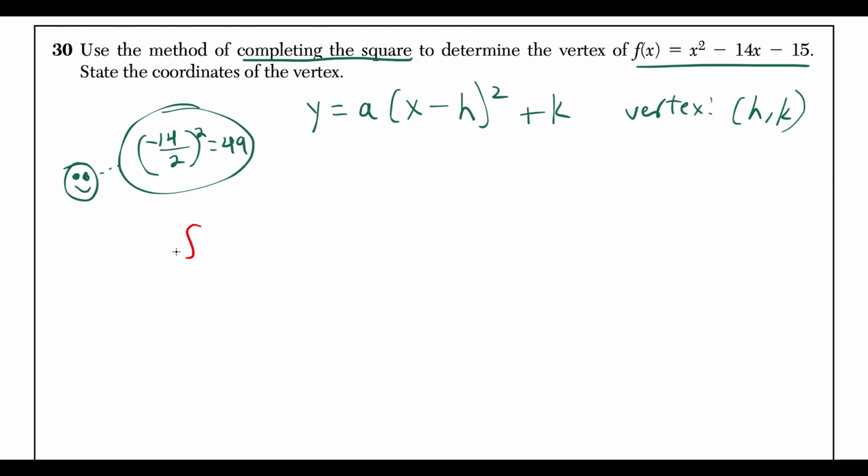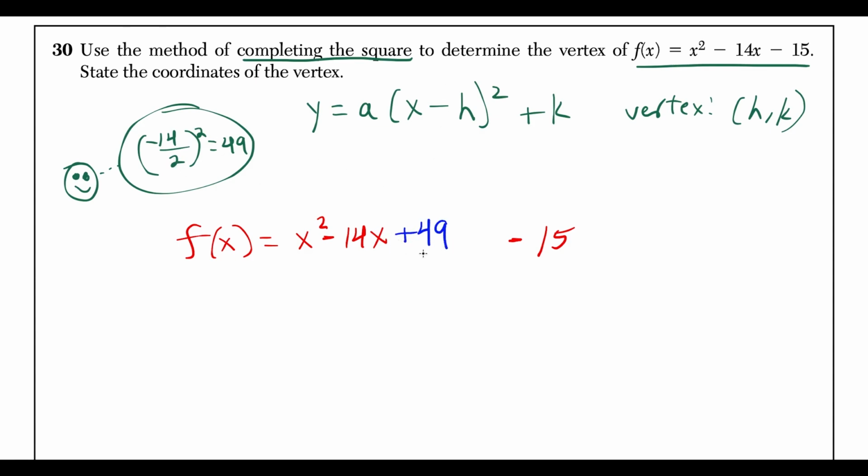So then what I'm going to do is I'm going to take f of x, and I'm going to write the x squared minus 14x. But now this is the magic number that we need. We need 49. But notice I'm going to leave a little space here. And actually, let me leave even a little bit more space. So we have the minus 15. But what I want to do is I want to introduce plus 49 here.